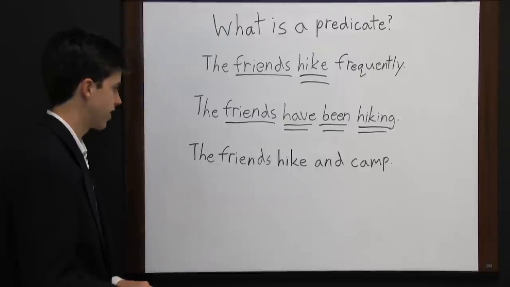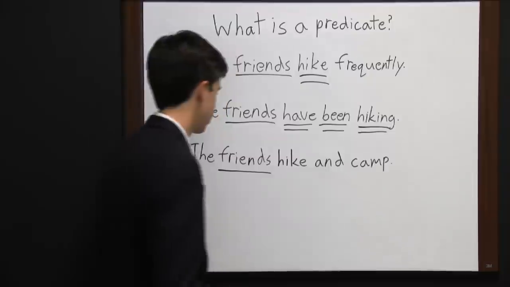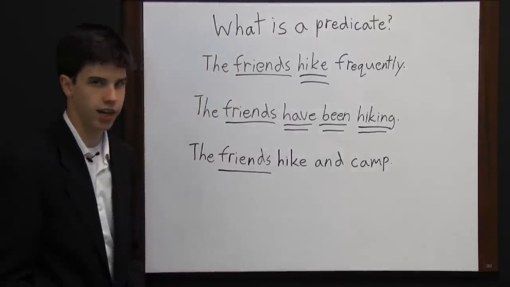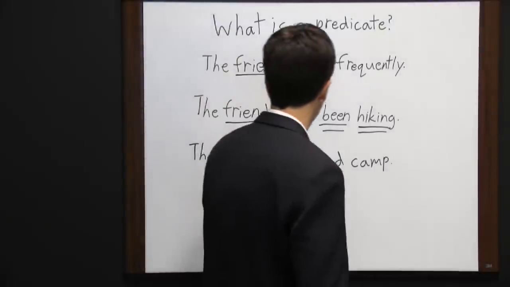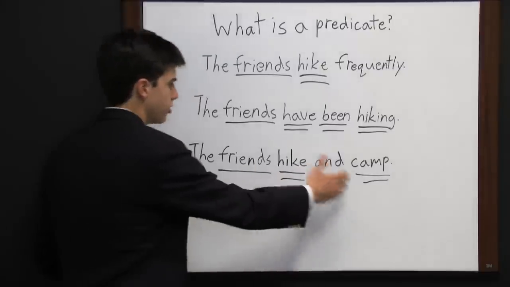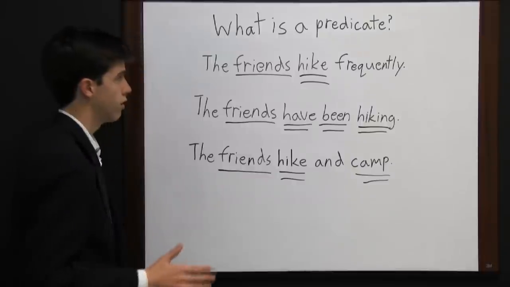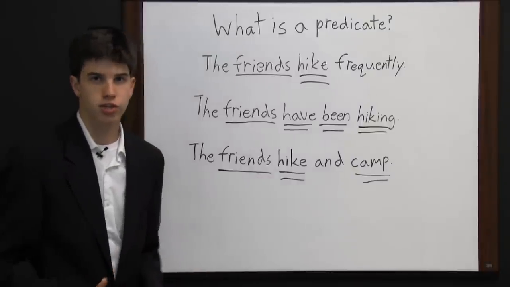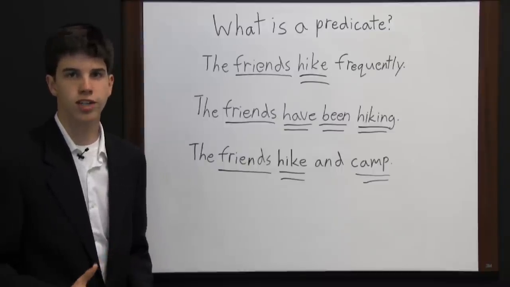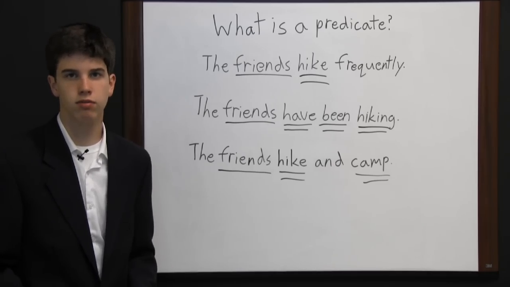Right, this third sentence says the friends hike and camp. Friends again is the subject, so friends are going to be the people doing the action in this sentence. Well, what's the predicate here? Well, you know hike is a verb, but camp is also a verb. So here you have two verbs because the friends are going to be doing more than one thing. So remember, a predicate is what completes the sentence. The subject tells who or what is going to be doing the action, and the predicate tells what that action is.